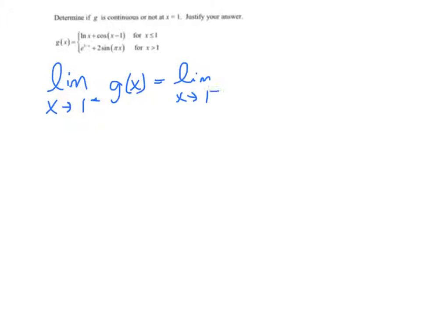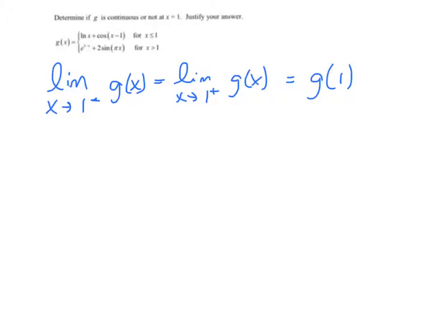Alrighty then, let's get this next one down and we're going to determine if g is continuous or not at x equals 1. All right, so right away, as soon as we hear that question, we know we're going to write down this condition: the limit as x approaches 1 from the left of g of x, make sure you're using g of x this time, is equal to the limit as x approaches 1 from the right of g of x, which will have to be equal to g of 1.